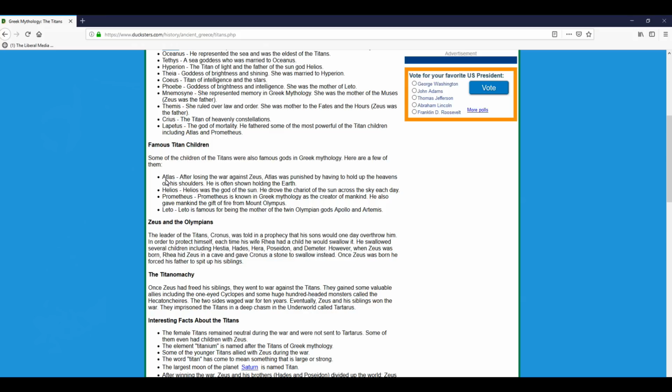Zeus and the Olympians. The leader of the Titans, Kronos, that's Saturn, had a prophecy that his son would overthrow him, so he ate all his children: Hestia, Hades, Hera, Poseidon, Demeter. However, Zeus was spared by his mother. So Poseidon is Neptune. All these Greek gods have multiple names. Poseidon becomes Neptune, Zeus becomes Jupiter.